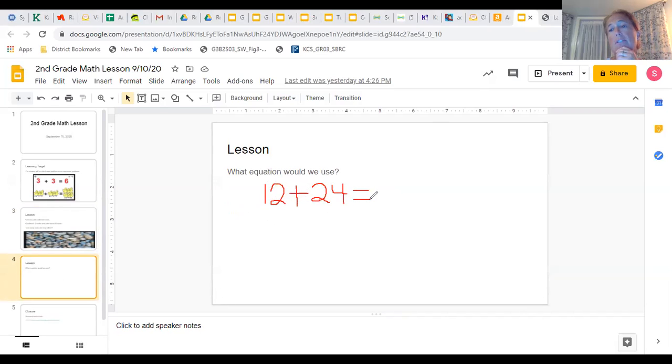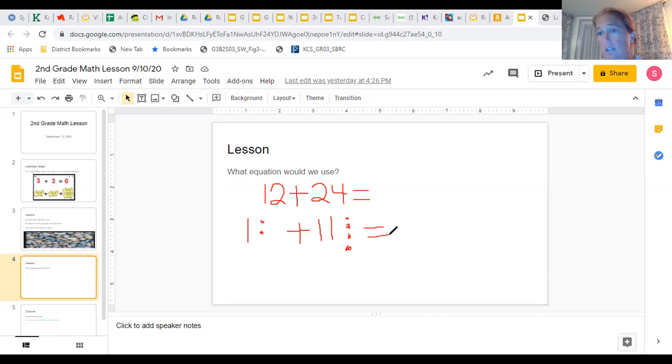Now today we're going to be doing our work in base 10 blocks. So we're going to be doing 12 in base 10, 24 in base 10, and then we put them together. So 12 in base 10 is one set of 10 and two sets of 1. And we're going to add that together with 24, which is actually two sets of 10 and 4 ones. Okay, and we're going to put an equal sign here.